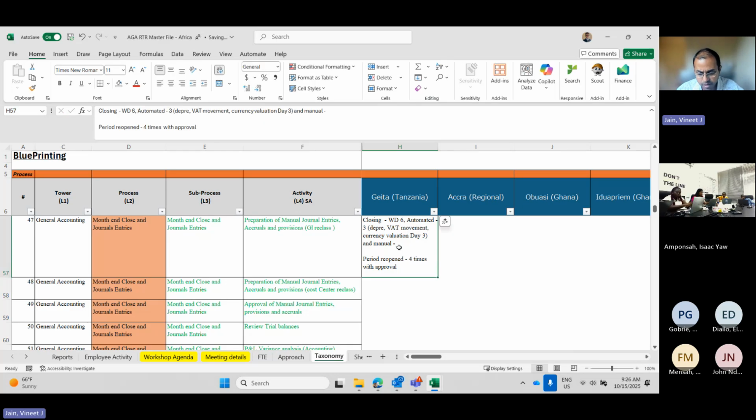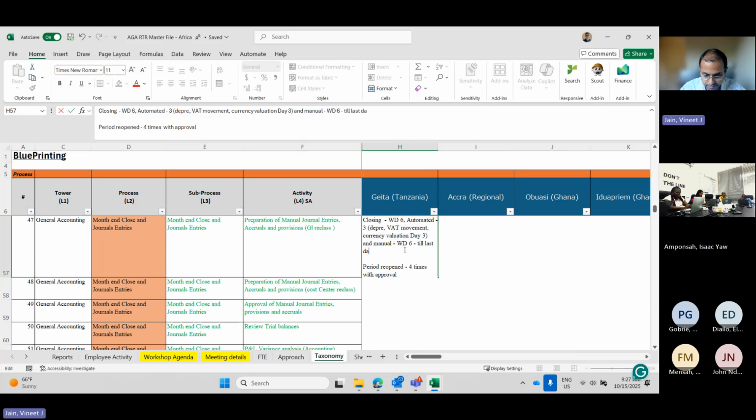Okay, no problem. And these are the automated journals which happen close to workday 3. What about the manual journals? What is the cutoff date for the manual journals? You are closing on workday 6, so you should have a cutoff before workday 5 or so. Yes, it can be a few minutes before closing and sending the pack, so we can make it day 6 also. Till the last day you process.